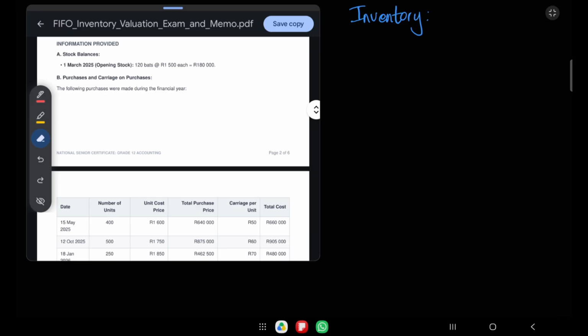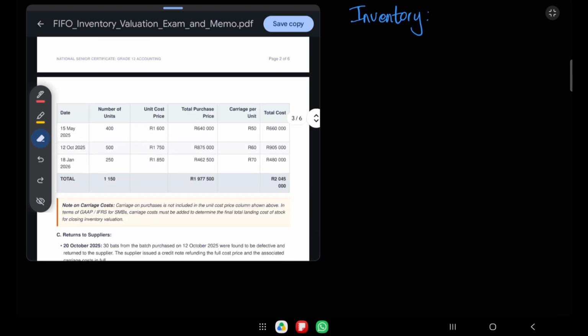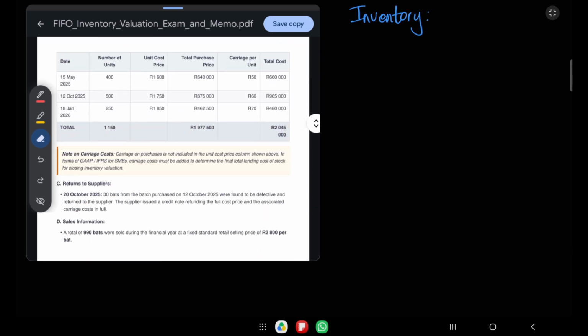Normally, we'd say 120, the units, times 1,500, which is 180,000 rand. But they've already done this for us here, so you don't really need to calculate. Now let's move to B. You have purchases and carriage on purchases. The following purchases were made during the financial year. We have our table here. We have date, number of units, unit cost price, total purchase price, carriage per unit, and total cost.